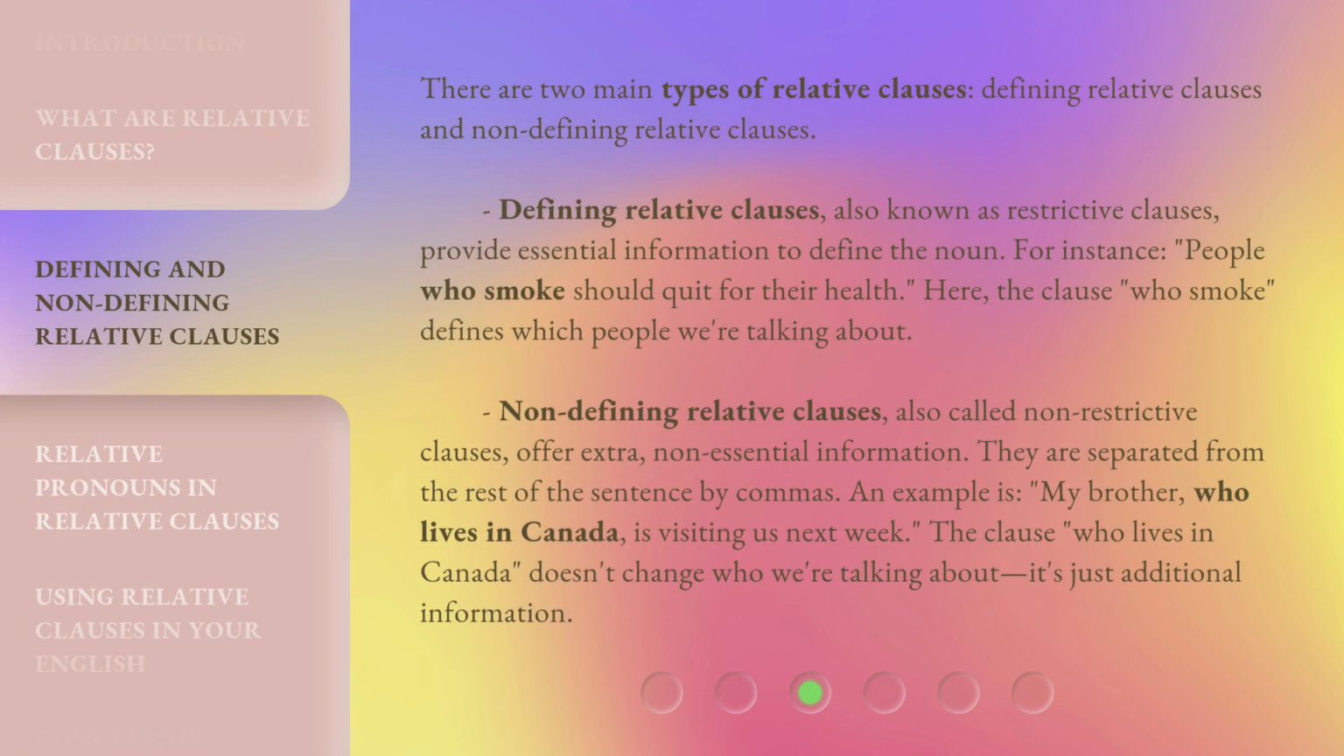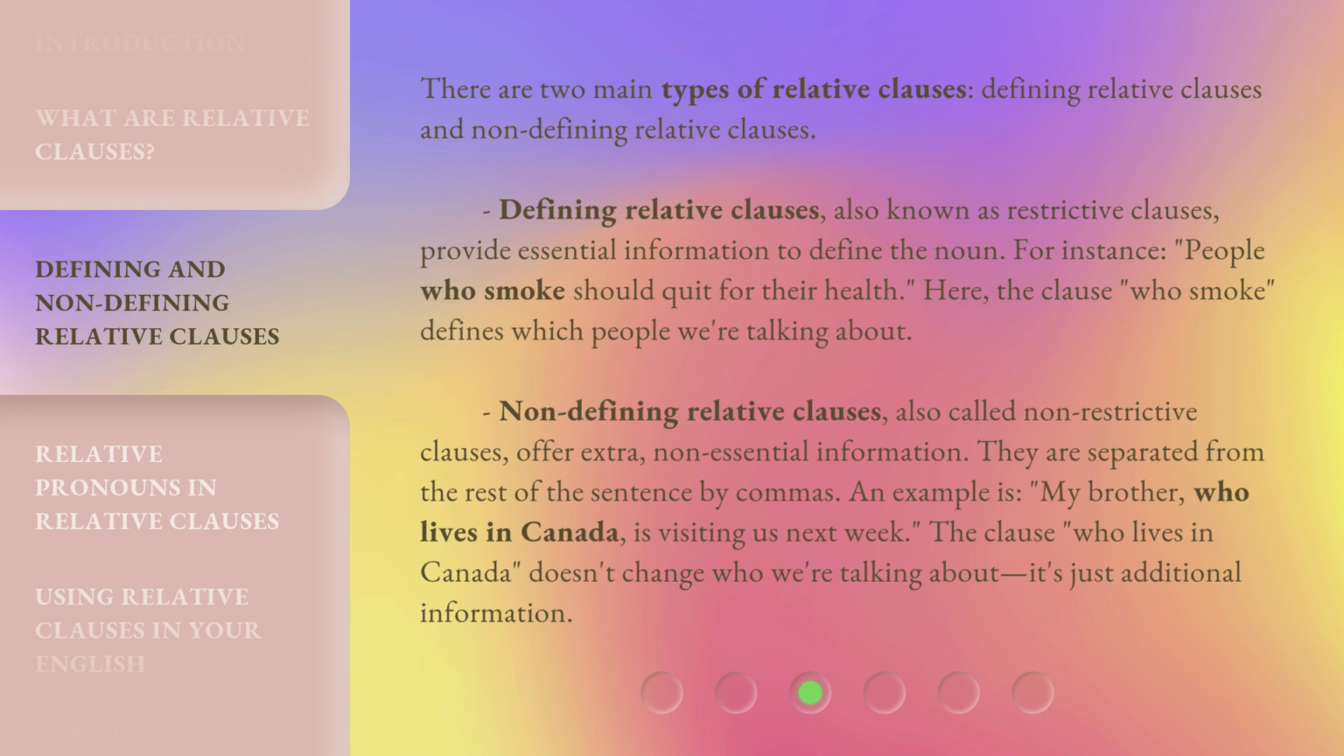There are two main types of relative clauses: defining relative clauses and non-defining relative clauses. Defining relative clauses, also known as restrictive clauses, provide essential information to define the noun. For instance, people who smoke should quit for their health. Here, the clause, who smoke, defines which people we're talking about.